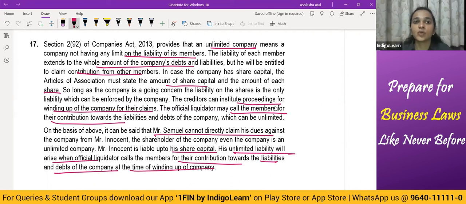So though it is an unlimited company, the creditor cannot directly sue the shareholder of the company. When the official liquidator calls for contribution from the members, that's when Mr. Innocent will be liable to pay. So here in this situation, Mr. Samuel directly claiming dues from Mr. Innocent is not correct, is not valid.